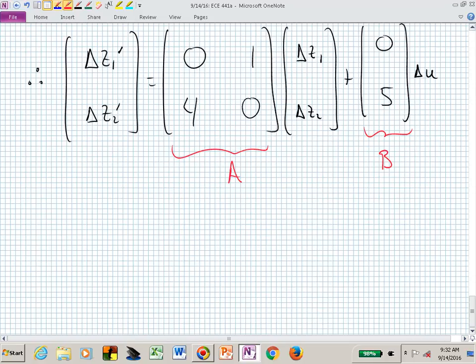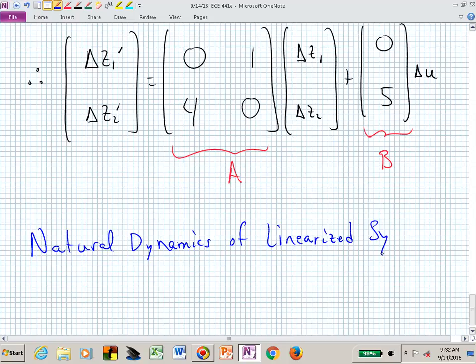How do we find the natural dynamics of a given system? And here we're after the natural dynamics of the linearized system, which means we're really looking at capital A and capital B. Which of those tells us dynamic information? Or do they both?